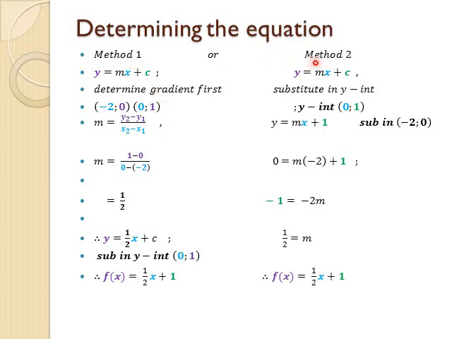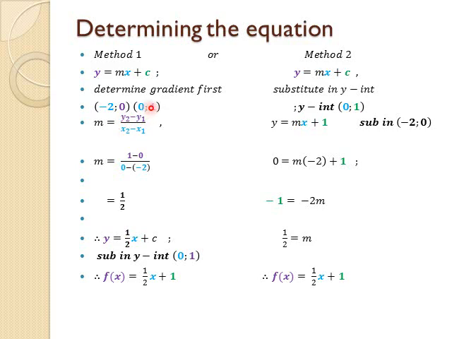Method 1 and method 2. There's two ways. So method 1, we have the general equation for a straight line, y equals mx plus c. I'm going to determine the gradient first, taking into account we have the x-intercept, which is (-2, 0), the y-intercept, which is (0, 1). So my equation for gradient is y2 minus y1 over x2 minus x1, change in y over change in x.